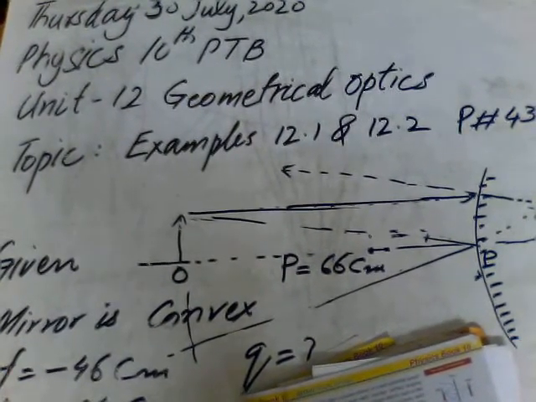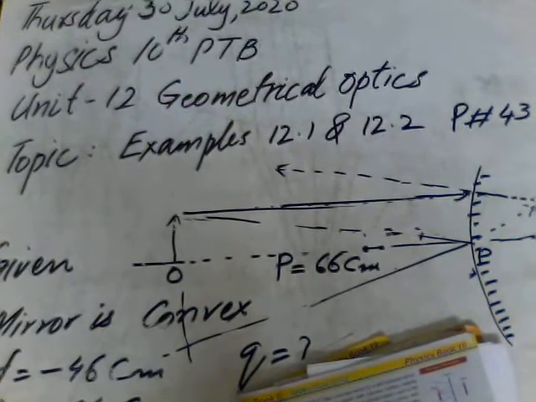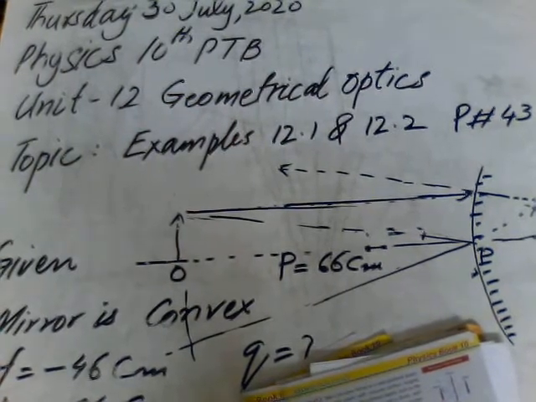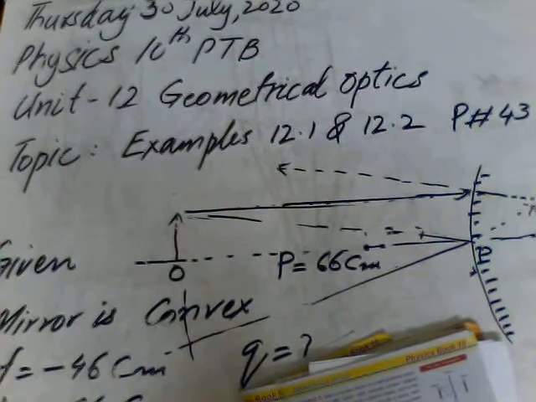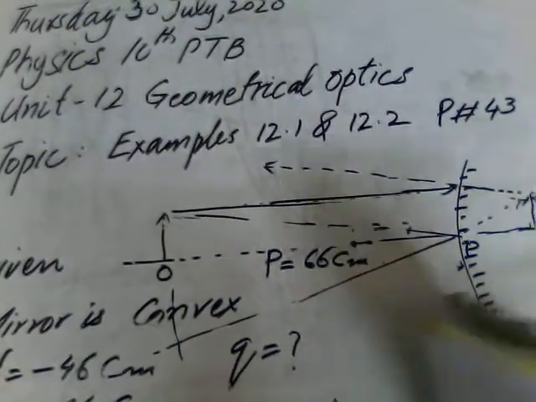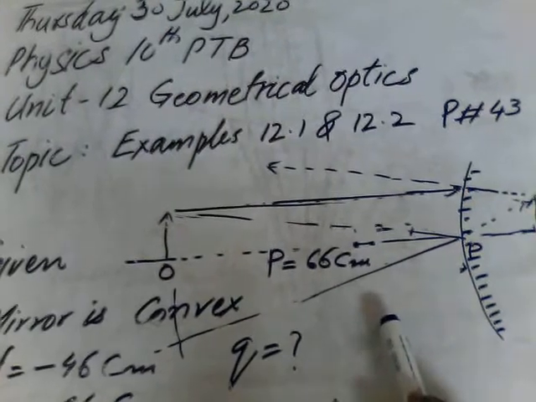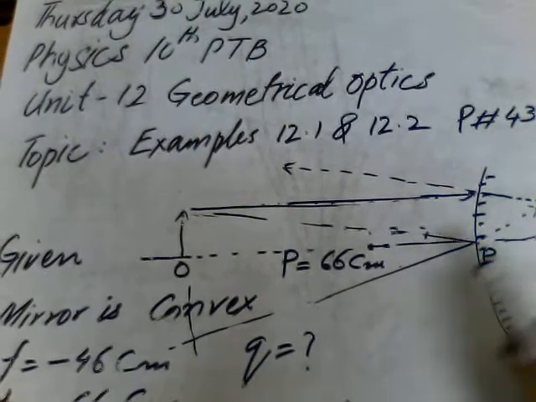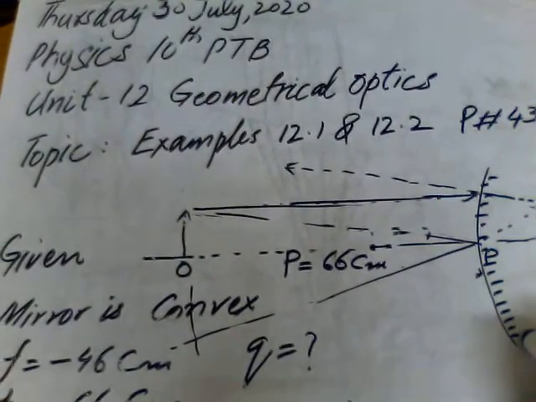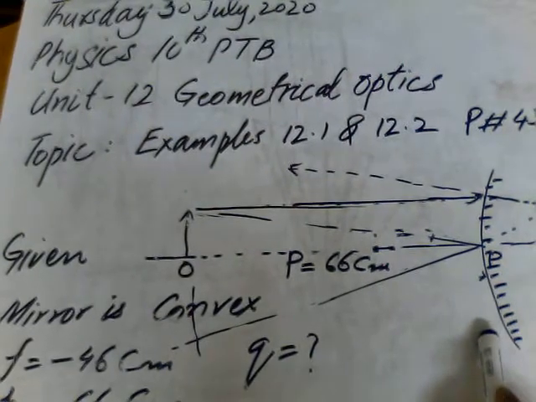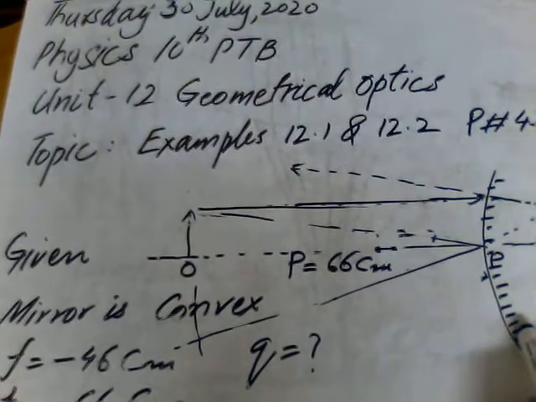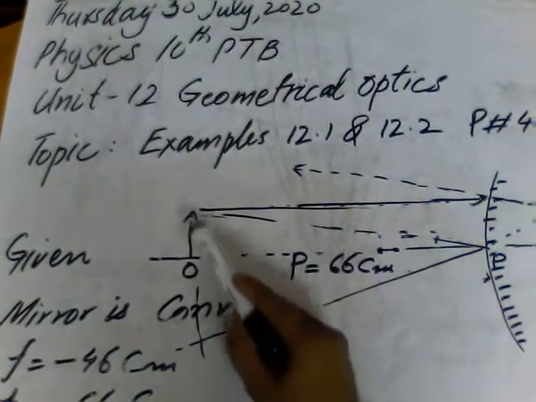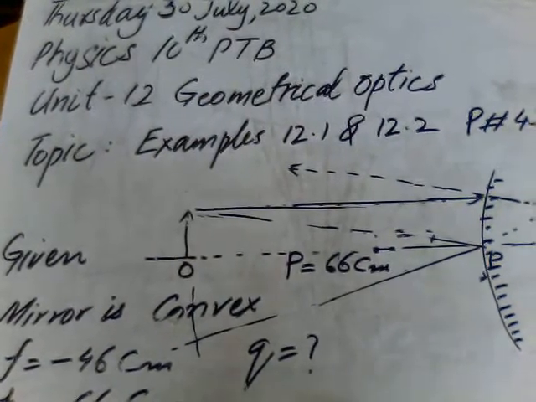A convex mirror is used to reflect light from an object placed 66 centimeter in front of the mirror. Here I have drawn a rough figure, although no figure is given. There is a convex mirror, with an outer curved shiny surface and an inner polished, opaque side. The object is this arrow at O.